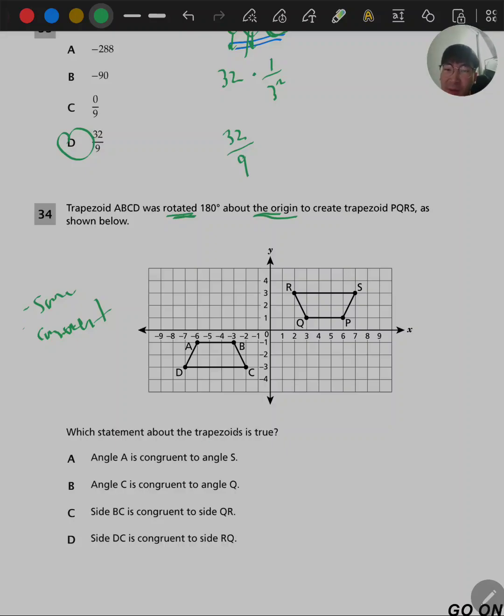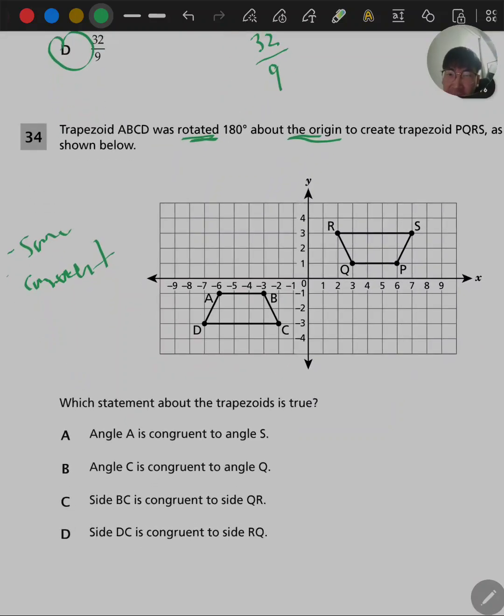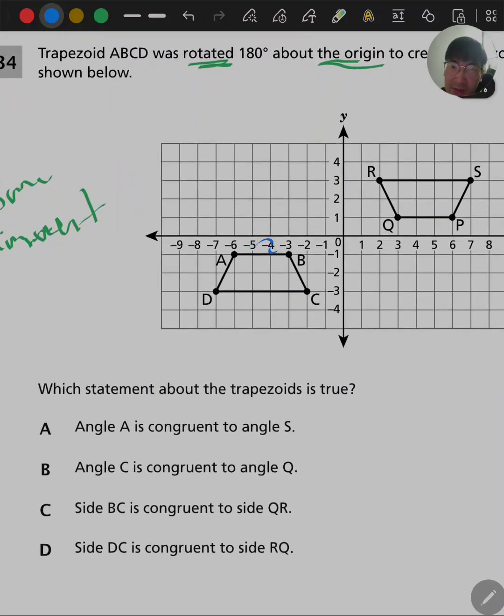Okay, anyways. Which statement about the trapezoids is true? Angle A is congruent to angle S. So angle A is this thing. Okay, angle S, no, this is not right, okay? Angle A is obtuse, angle S is acute. It can't be that. Angle C is congruent to angle Q, so angle C is this. Angle Q, no, same reason. One's acute, one's obtuse. Side BC, so they're saying side BC is congruent to side QR. So this is BC, QR. Yes, this looks congruent. It is, okay? Side DC, is that congruent to RQ? No, it's not, right? So DC is this, RQ is this. Can't be. So the answer choice is going to be C.